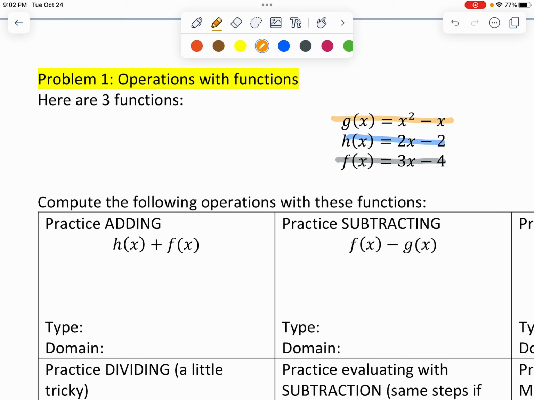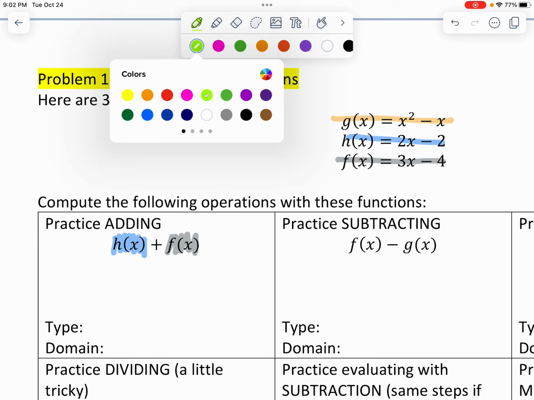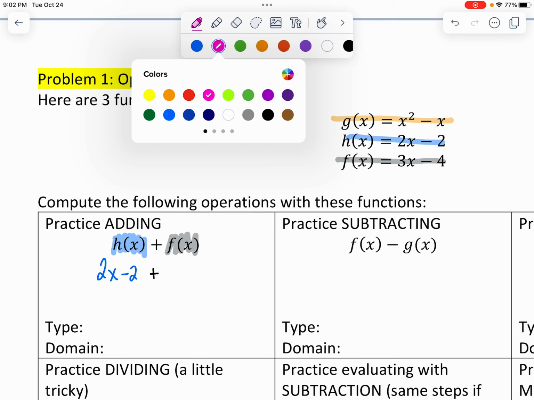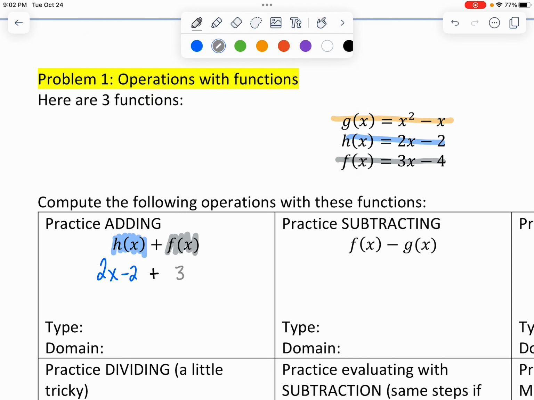This one says take the blue one and add the gray one. The blue one is 2x minus 2. And what do they want us to add? 3x minus 4. They want us to add 3x minus 4.